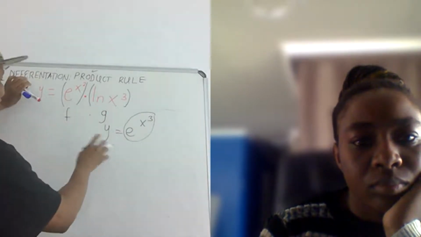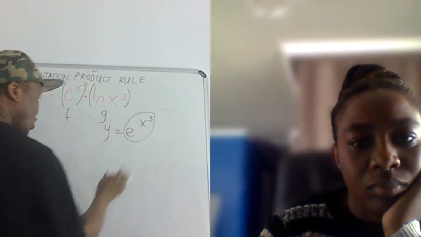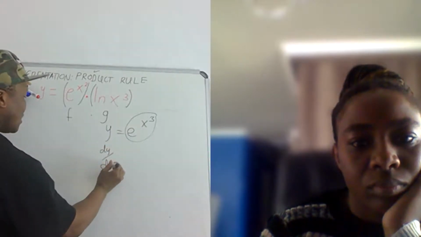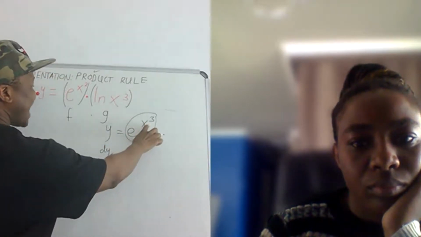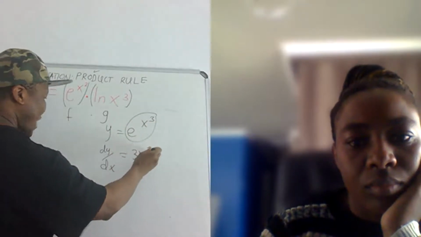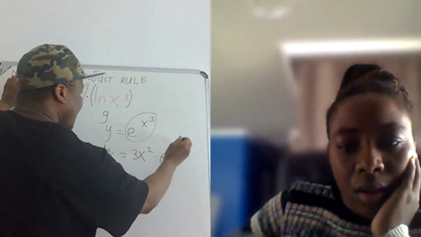But if the question was, for example, y equals e to the power x cubed, and they say differentiate, this is easy. I would say dy/dx equals, if I differentiate x cubed, it's going to give me 3x squared. Do you agree with me? And then you write exactly the way it is, e^(x cubed).